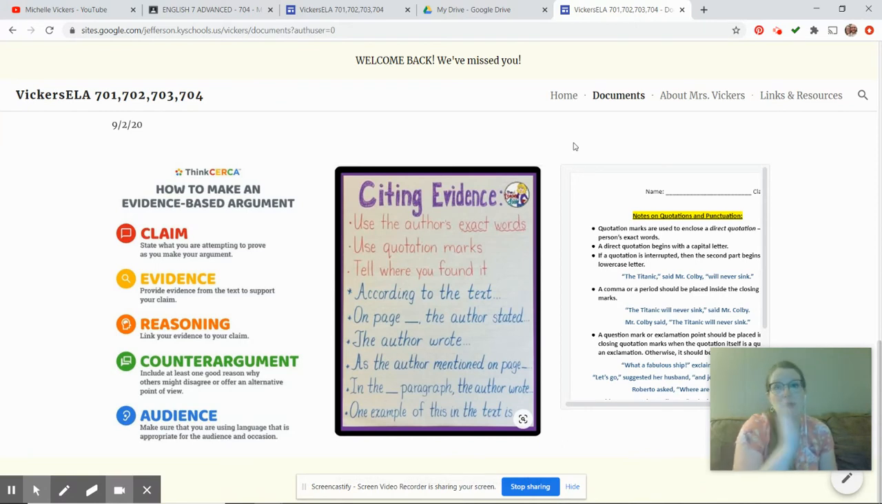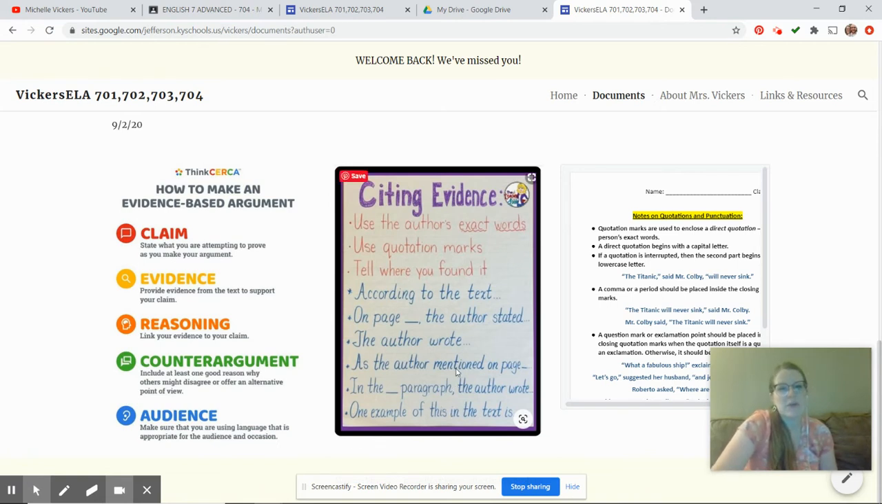If you're using multiple articles, you might have to say, in the section titled blah, blah, blah of the article, and then you give the title of the article, it states, right? Here are some ways to introduce text.